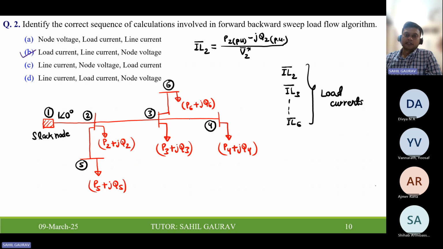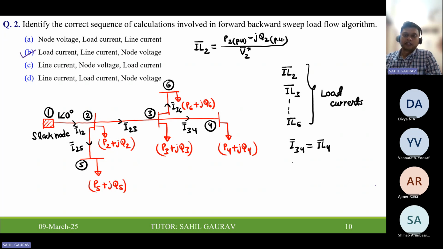You know this load current, then you can find this line current, and we represent this line current as I34. I34 is nothing but the same as the load current that is flowing from node 4, IL4. Then I34, and then I36, these are line currents. And then I23, and this is I25, and this is I12.